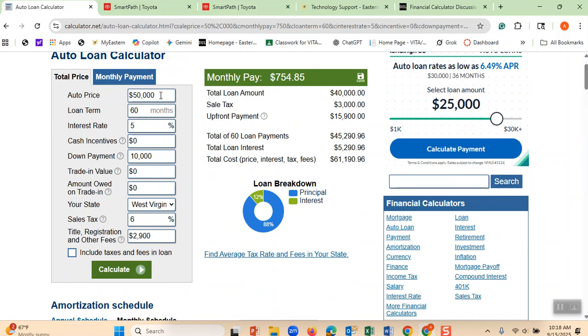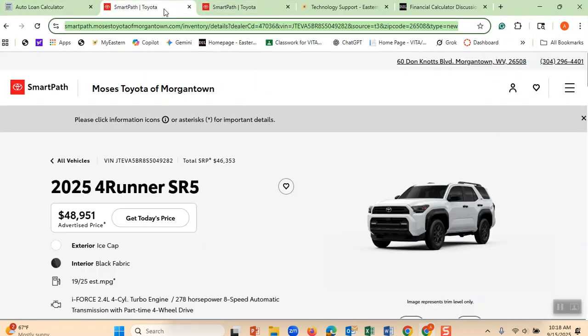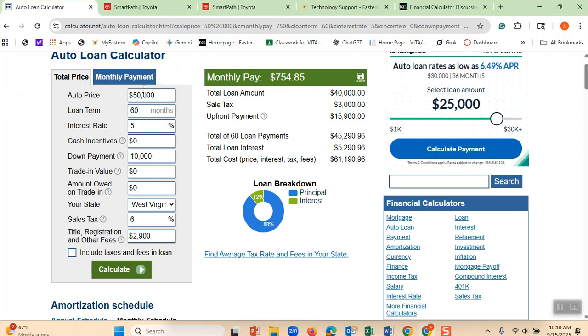But in your case, regarding this Toyota, the situation is different. Imagine you find your favorite car, and it is $42,000. I'll put 42. Then you want to pay it rather than 5 years, you want to pay it for 4 years. 4 years means 4 times 12 is 48 months.